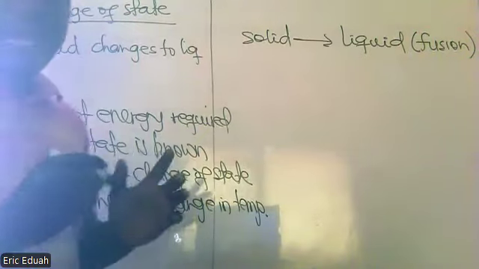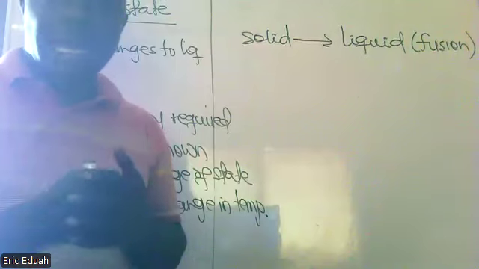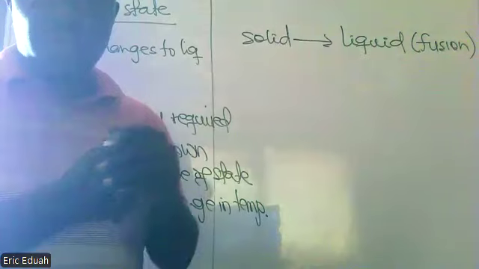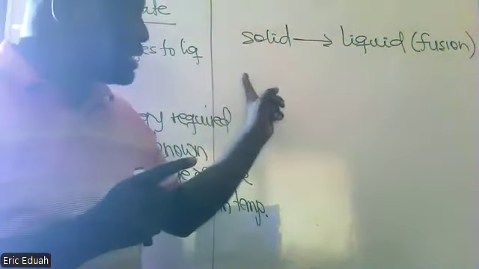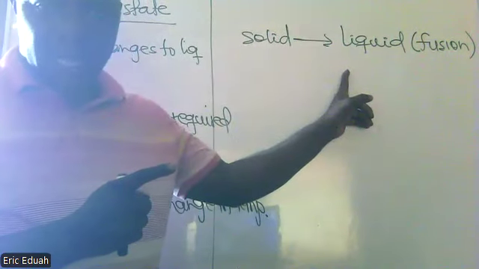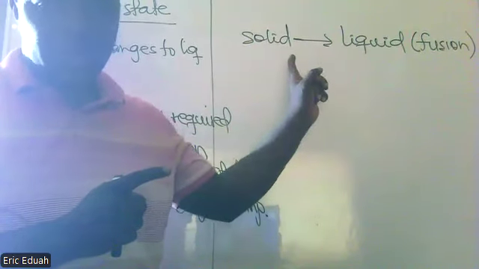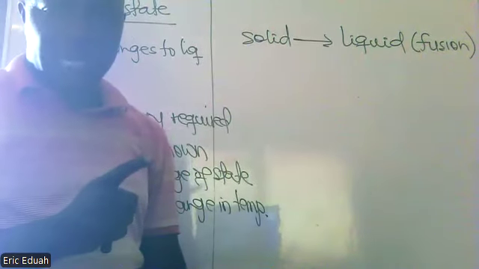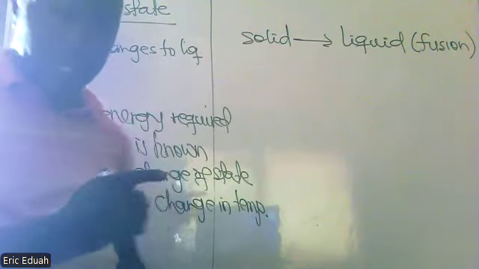So the amount of heat energy that must be absorbed by a material to change state from solid to liquid, okay, at the melting point of the material at constant temperature is known as latent heat of fusion.